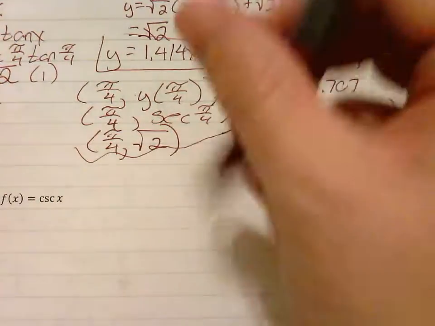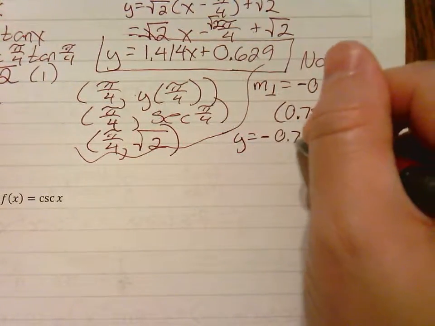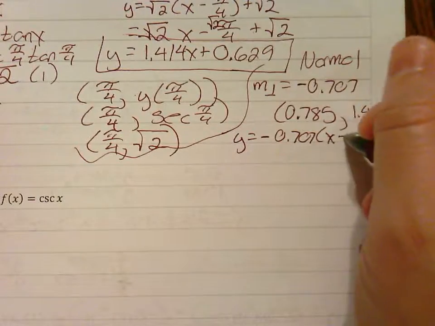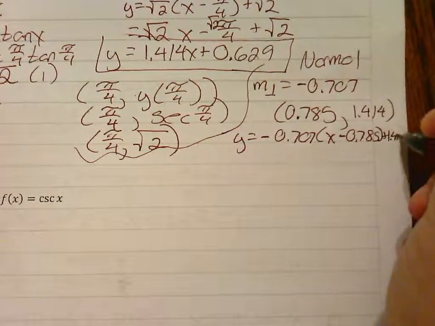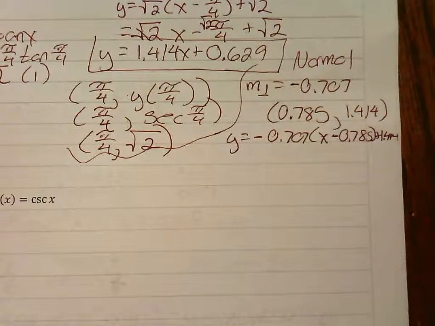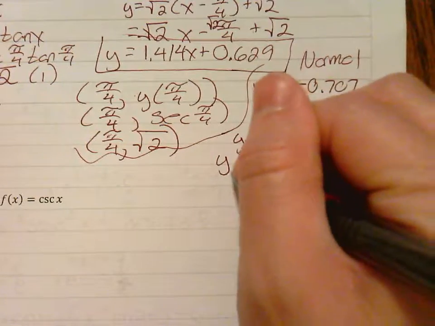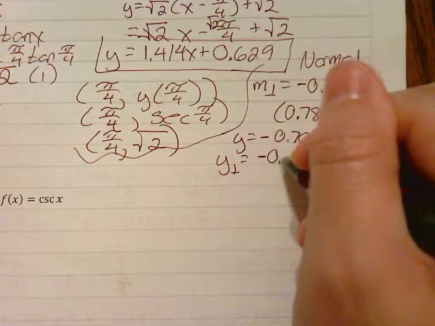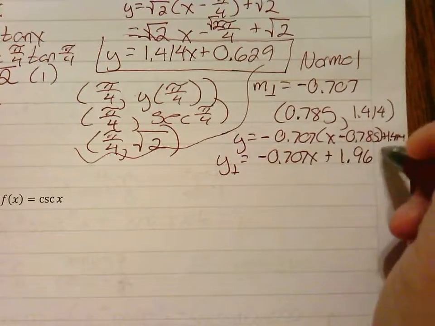Okay. So to find a slope, it's going to be y equals negative 0.707 x minus 0.785 plus 1.414. So 1.414. So your normal line is going to be negative 0.707 x plus 1.969.